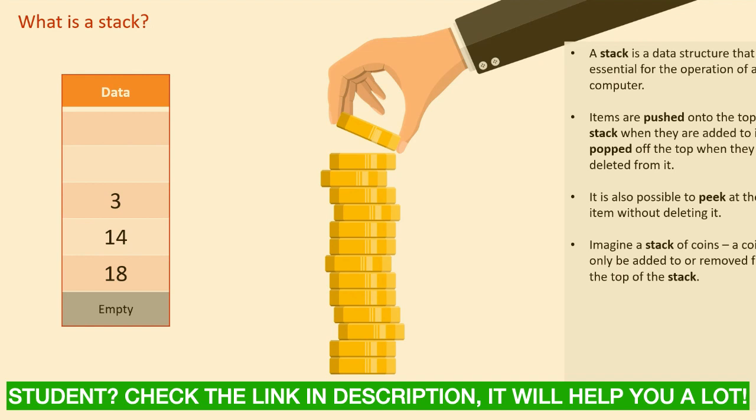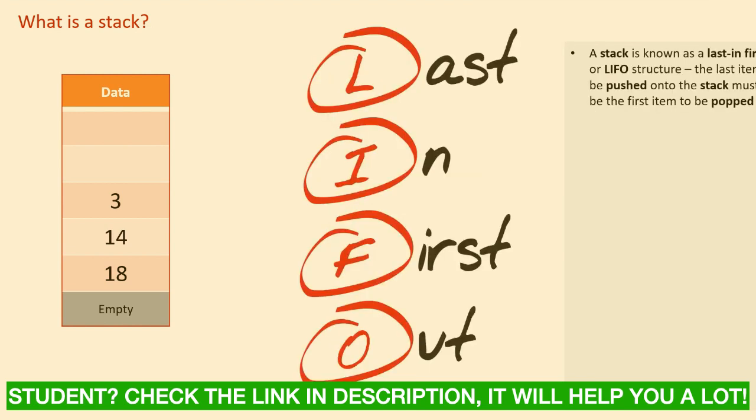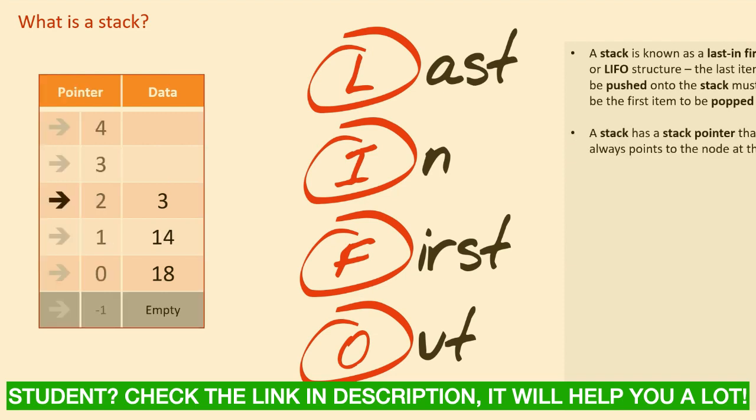You can imagine a stack of coins. The coin can only be added to or removed from the top of the stack. A stack is therefore known as a last in, first out, or LIFO data structure. The last item to be pushed onto the stack must also be the first item to be popped off. A stack has a stack pointer that always points to the node at the top.